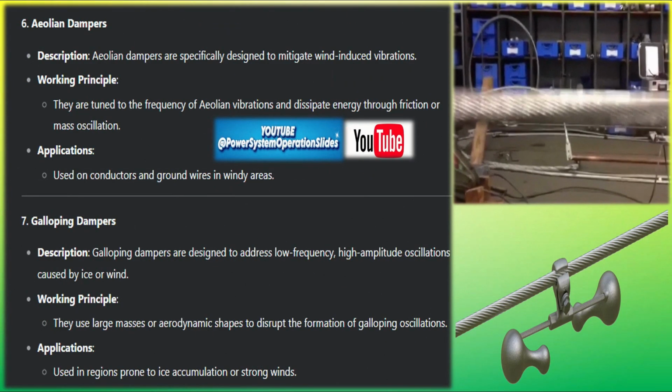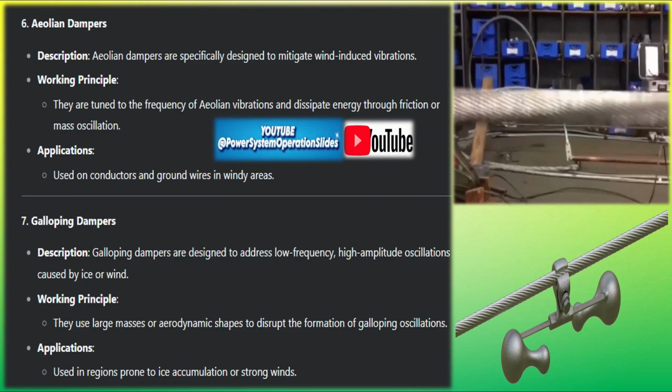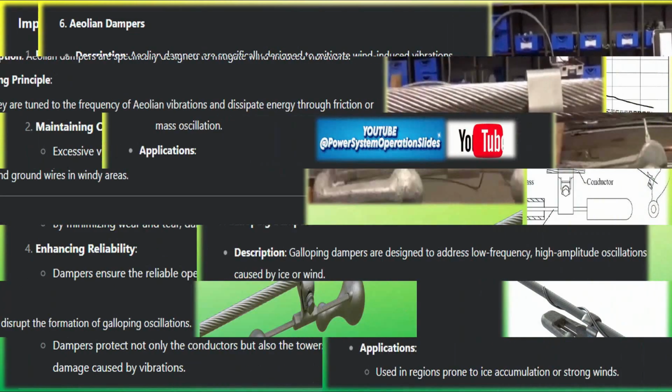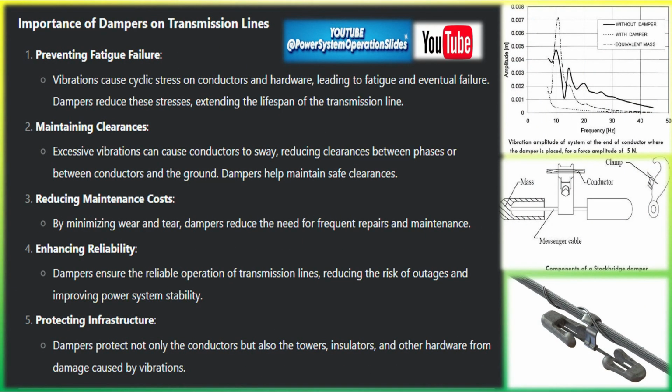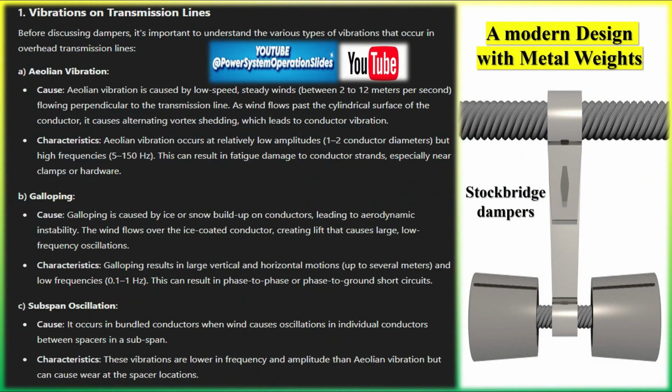Galloping is caused by ice or snow buildup on conductors, leading to aerodynamic instability. The wind flows over the ice-coated conductor, creating lift that causes large, low-frequency oscillations. Characteristics. Galloping results in large vertical and horizontal motions, up to several meters, and low frequencies, 0.1 to 1 Hz. This can result in phase-to-phase or phase-to-ground short circuits. Subspan oscillation. It occurs in bundled conductors when wind causes oscillations in individual conductors between spacers in a subspan. Characteristics. These vibrations are lower in frequency and amplitude than Aeolian vibration but can cause wear at the spacer locations.